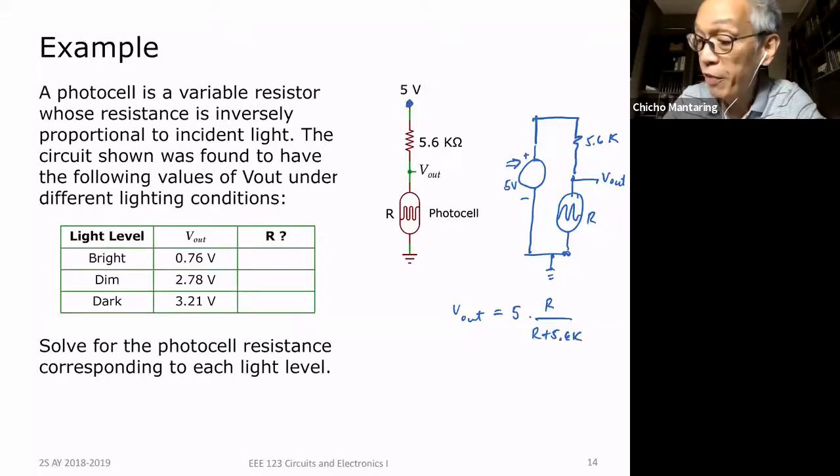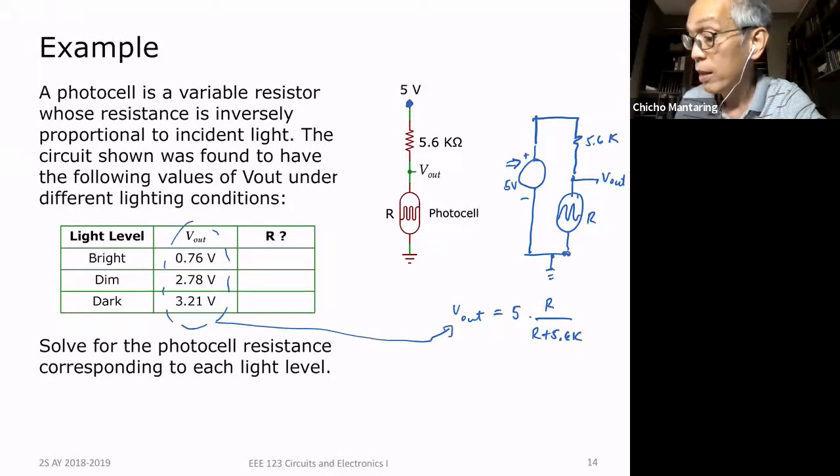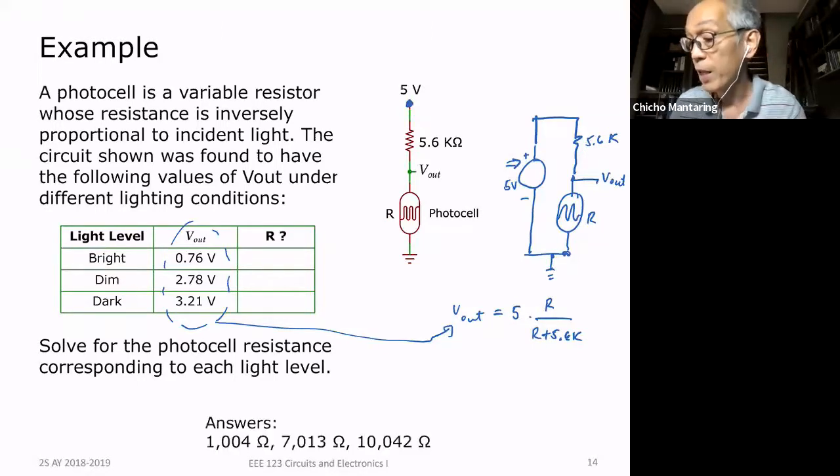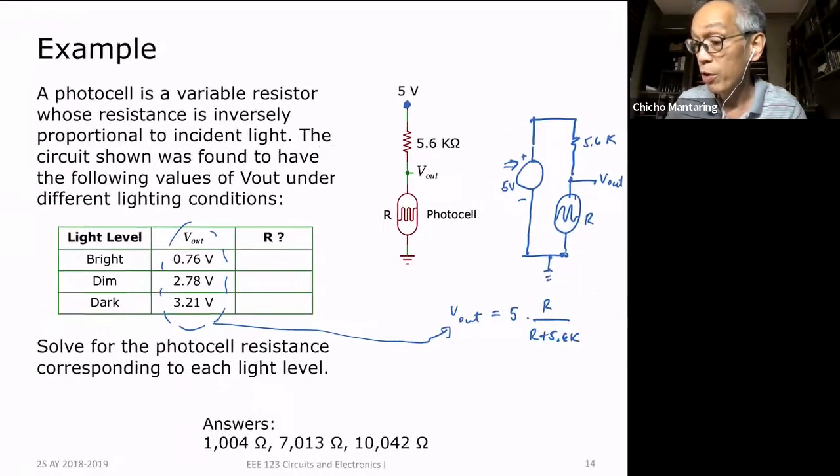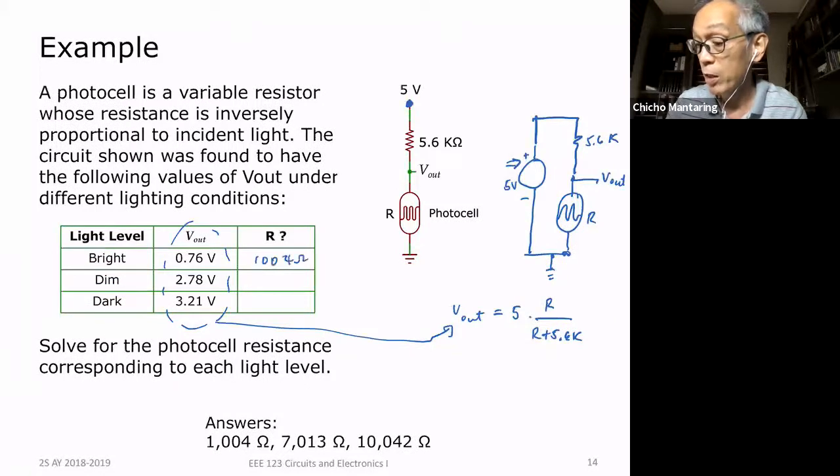Right? So I have here various values of V sub out. Isa-substitute ko lang dito. And I should get the corresponding values of R here. So anong value ng R pag bright? Anong value ng R kapag dim? And anong value ng R kapag dark? And these are the answers I'm going to get. So this is plugging it in, no? I'm going to get 1,004 ohms, 7,013 ohms, and 10,042 ohms.